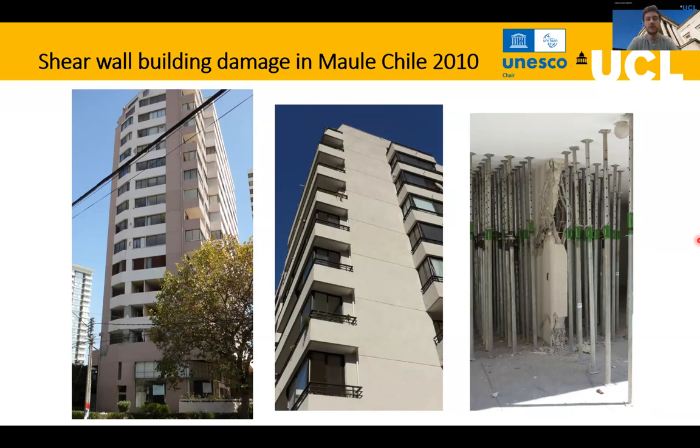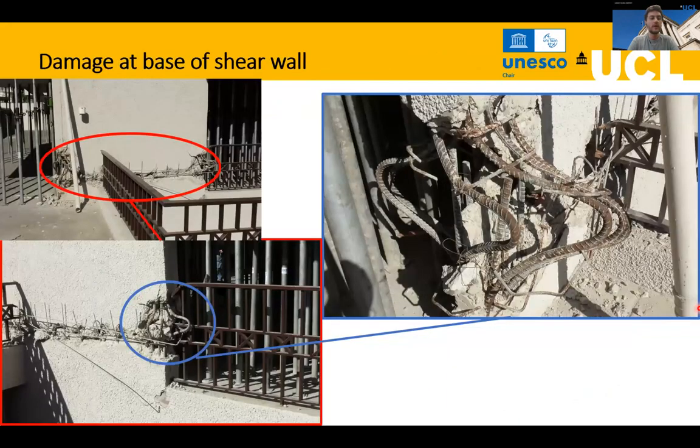You can see these buildings in Chile that were damaged after the 2010 earthquake. You can see this type of damage of buckling of the rebar, mainly at the end and the beginning of the wall. You can see that type of failure across all the city of Santiago.